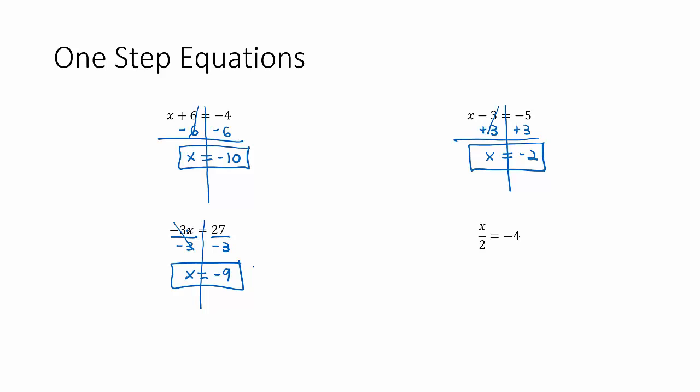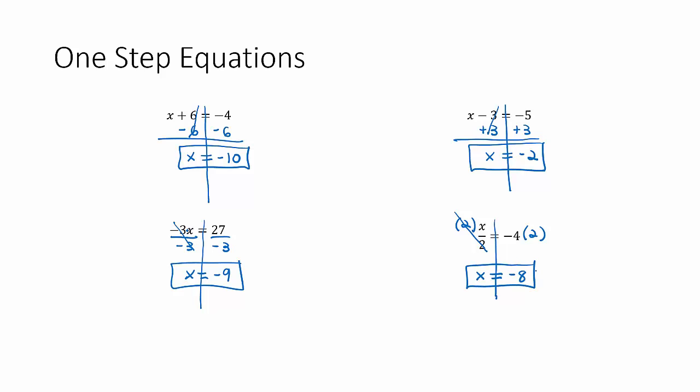Our fourth example, we have our unknown value, which we call x, and we're going to divide that unknown amount by 2. Well, the opposite of dividing by 2 is multiplying by 2. And again, we'll balance on the equal sign, doing the same thing to both sides. 2 divided by 2 is 1, leaving just the x. Negative 4 times 2 is negative 8.